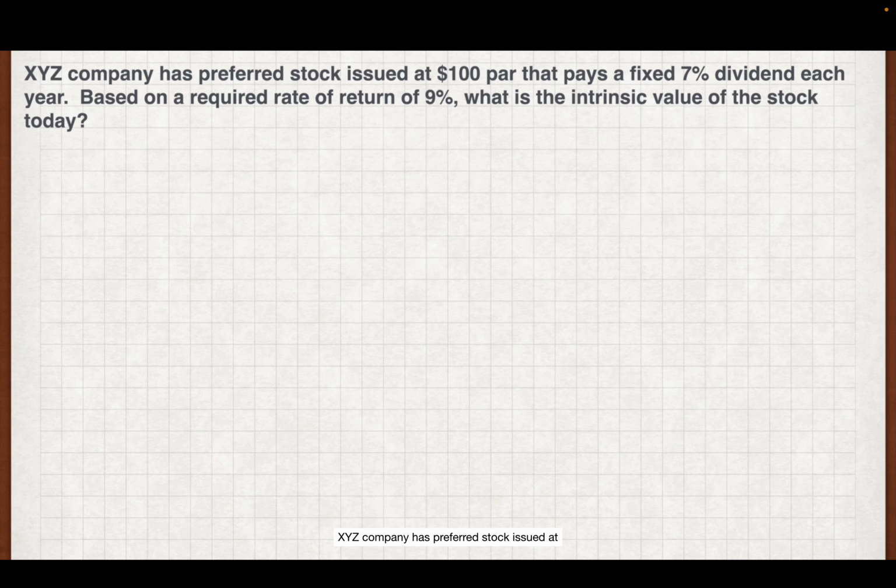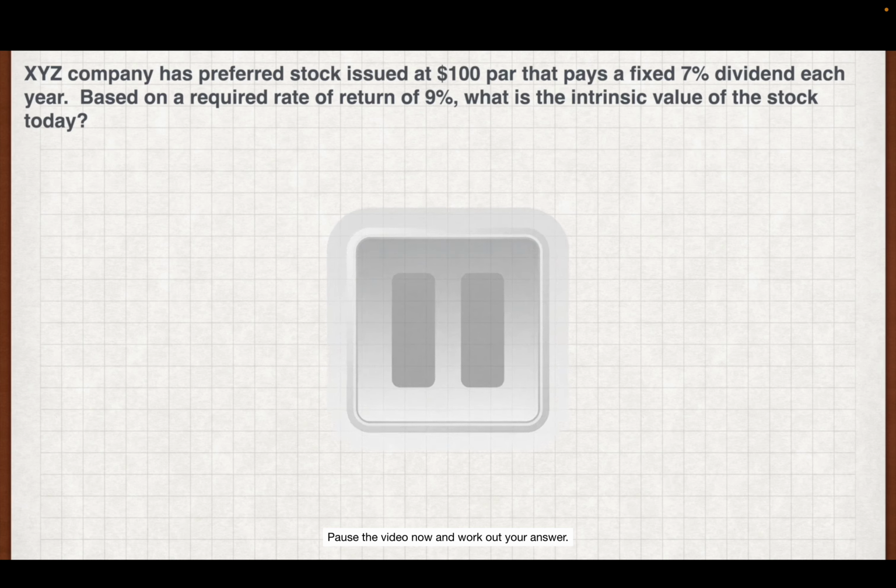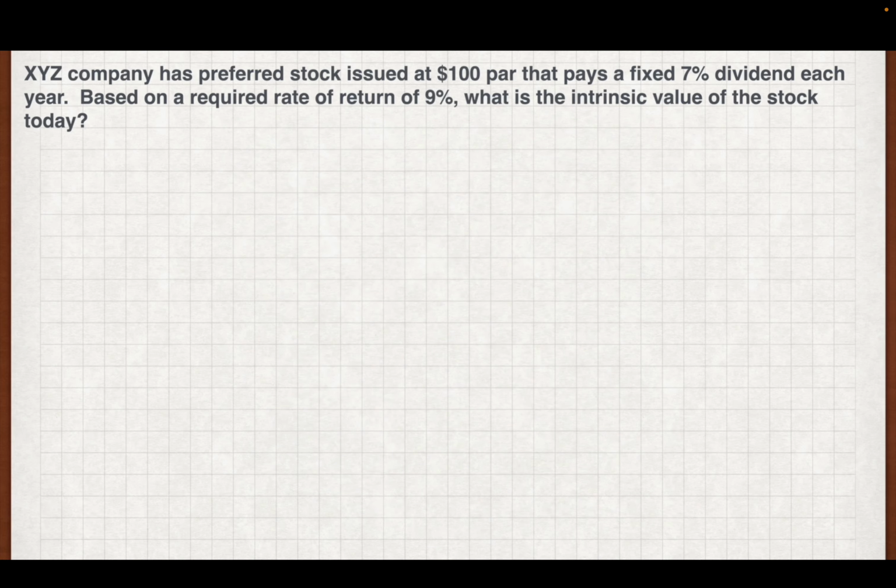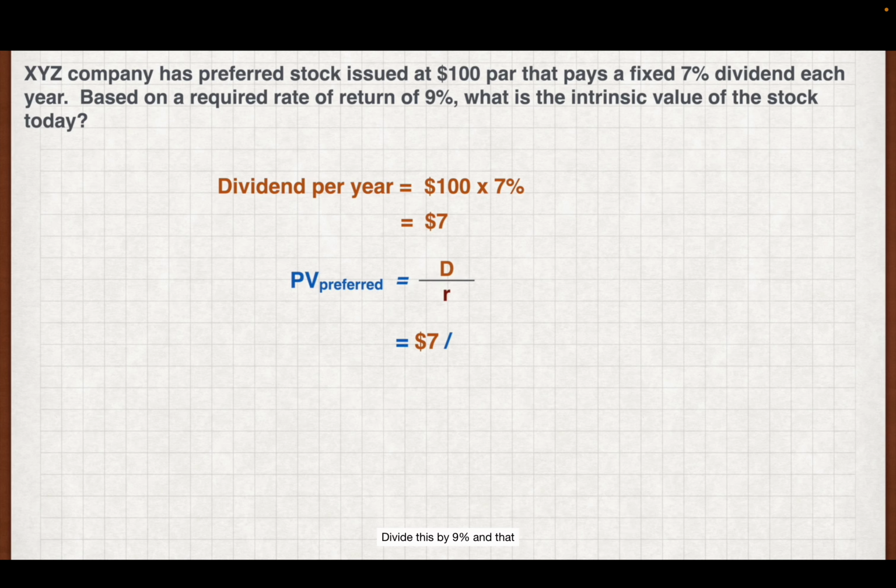XYZ Company has preferred stock issued at $100 par that pays a fixed 7% dividend each year. Based on a required rate of return of 9%, what is the intrinsic value of the stock today? Pause the video now and work out your answer. And we're back. That was easy, wasn't it? The par value is $100, so a dividend of 7% works out to $7 each year. Divide this by 9%, and that works out to $77.78.